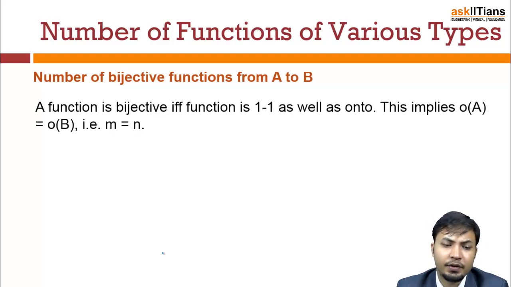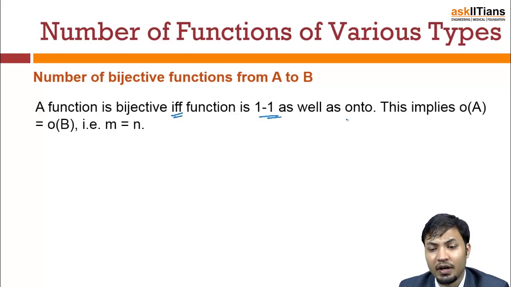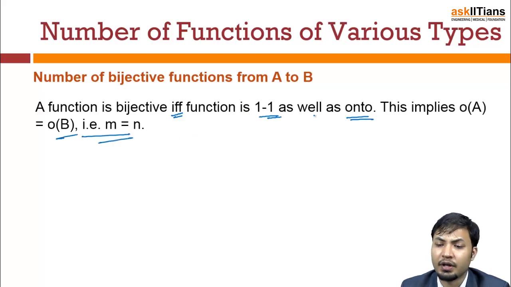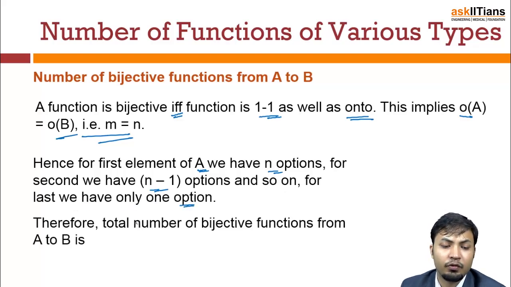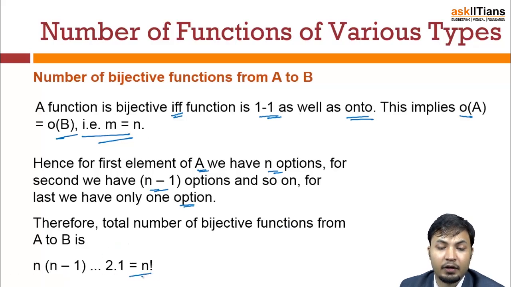Now, the number of bijective functions from A to B. A function is bijective if and only if the function is one-one as well as onto, so it is a combination and you need to satisfy both these conditions. For the first element of A we have n options, then for the second we have n minus 1 options, and so on, until finally only 1 option is left. Therefore the total number of bijective functions from A to B is n into n minus 1 and so on, which comes to n factorial.